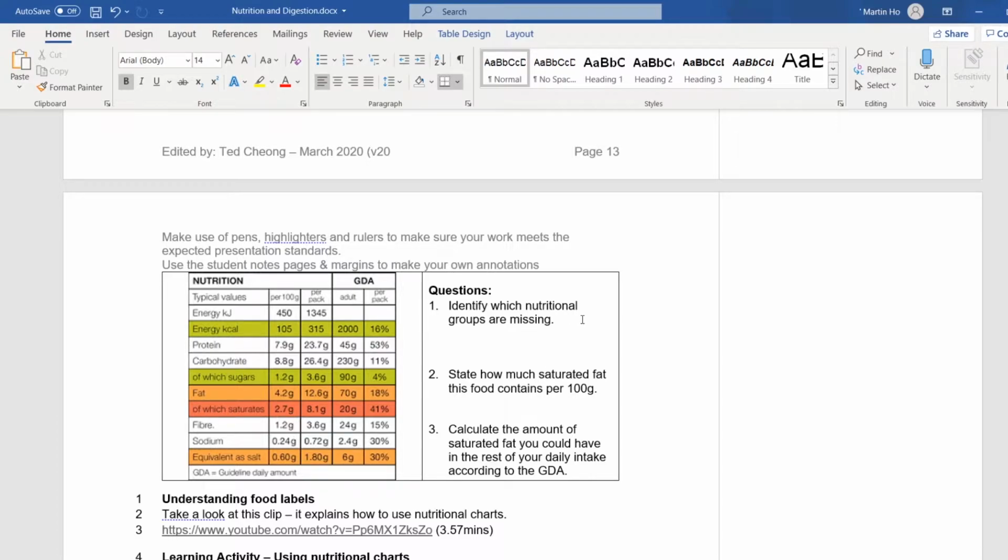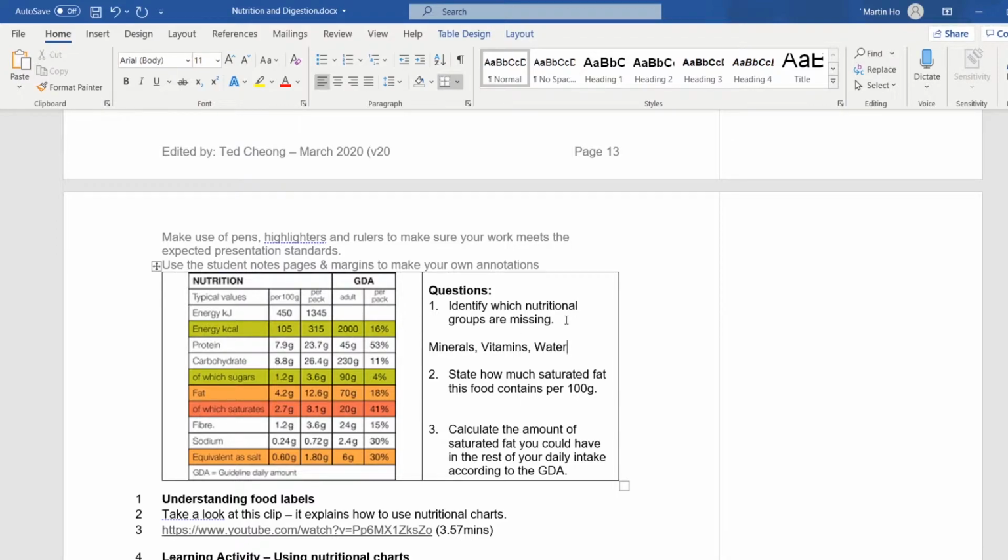So, if we look at the questions here, identify which nutritional groups are missing from this table. We have 7 main groups. Of course, proteins, carbohydrates, fats or lipids, fiber, sodium, vitamins, and minerals. So the 3 that are missing are actually minerals, vitamins, and water.